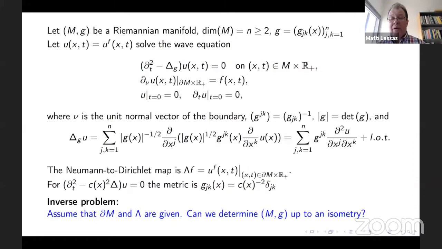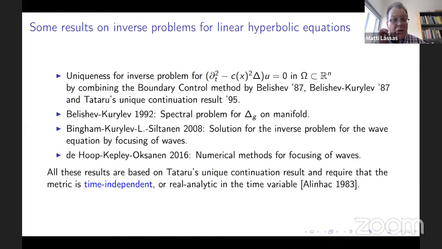So here is a very short history, from a particular point of view, for inverse problems for the linear wave equation. The uniqueness for the inverse problem with the scalar valued wave speed in R^n was studied by using the boundary control method by Belishev and Kurylev, when they combined their method with Tataru's unique continuation result that came a little bit later. Also in '92, the spectral problem that is equivalent to the wave imaging problem was studied in the setting of a manifold by Belishev and Kurylev.